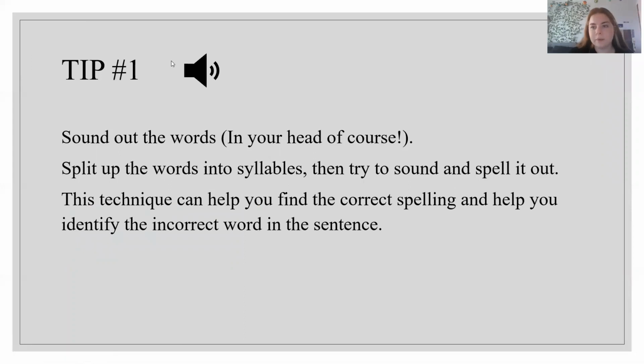So we have our first tip. Tip number 1 is to sound out the words in your head, of course. So what you should do is you should split up the word into syllables and then try and sound out each syllable, listening for any missing letters, and then try and spell it out. This technique can be great to find the correct spelling, and it can also help you identify an incorrect word in the sentence, because you may receive a question that asks, identify the incorrect word and write the correct spelling, which we will see an example of in the next slide. But in that scenario, you don't actually know what the incorrect word is, so we'll go through a process to find that one out.